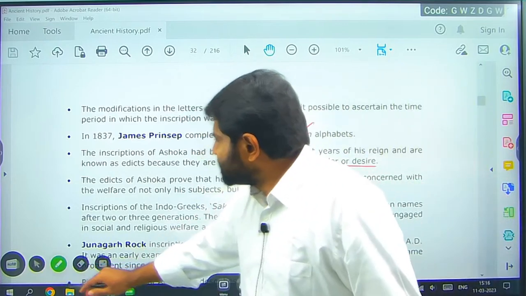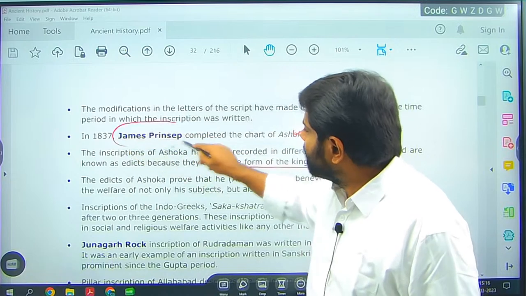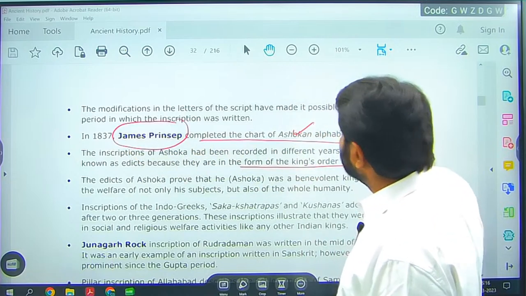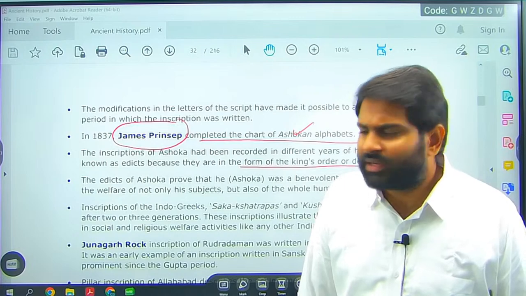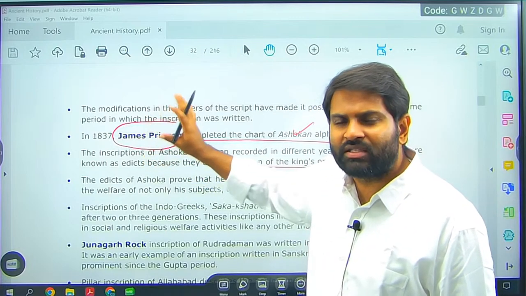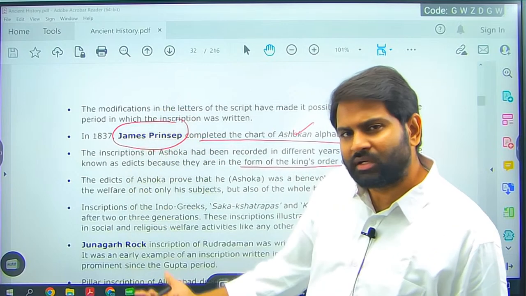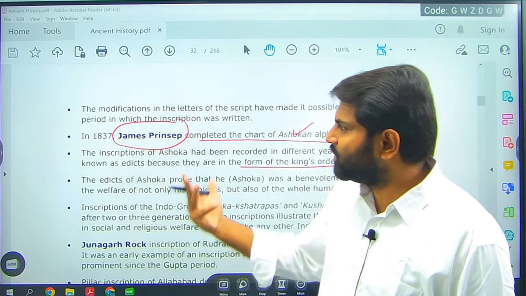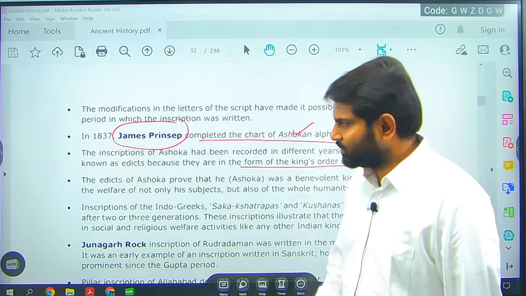In 1837, James Prinsep completed the chart of Ashokan alphabets. So remember this particular name, James Prinsep. Through his hands we are constructing the history, because he understood the script of Ashokan times in 1837.